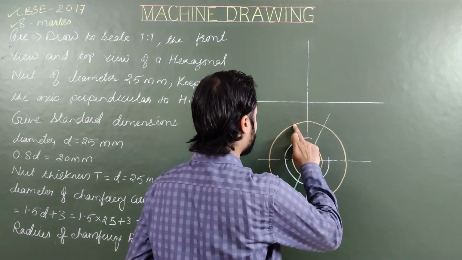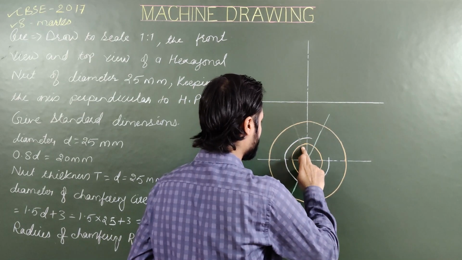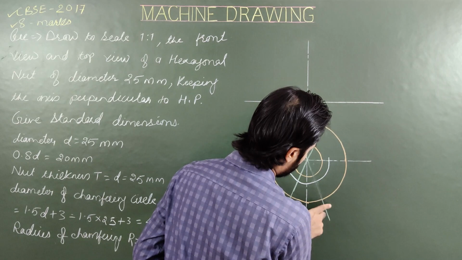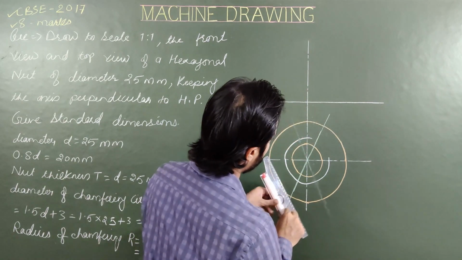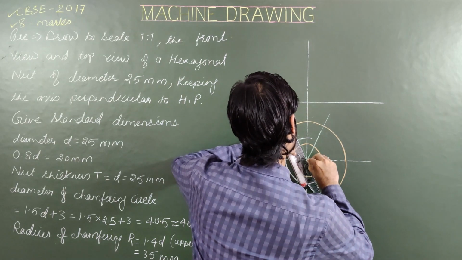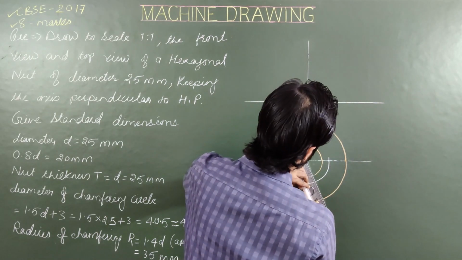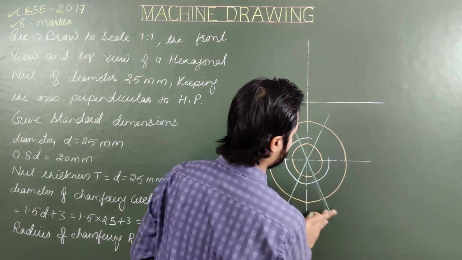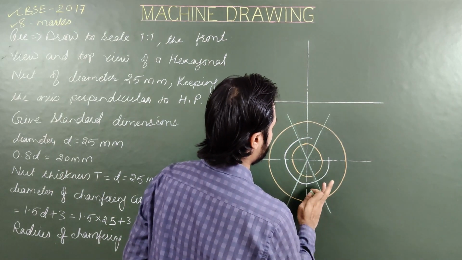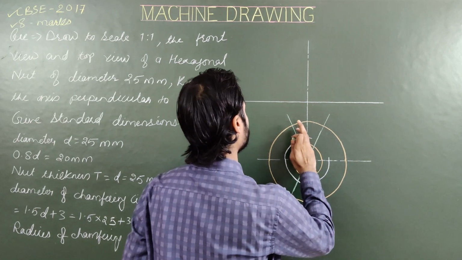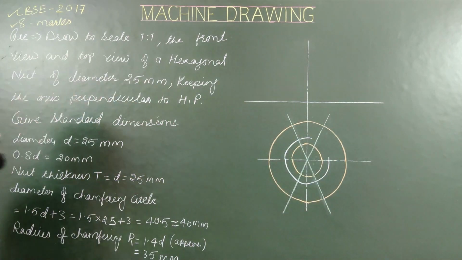Okay. It's not 30, so I'll modify it, because after construction we are going to face a lot of problems because of this error. Right. Now these two angles are 30 and 30.